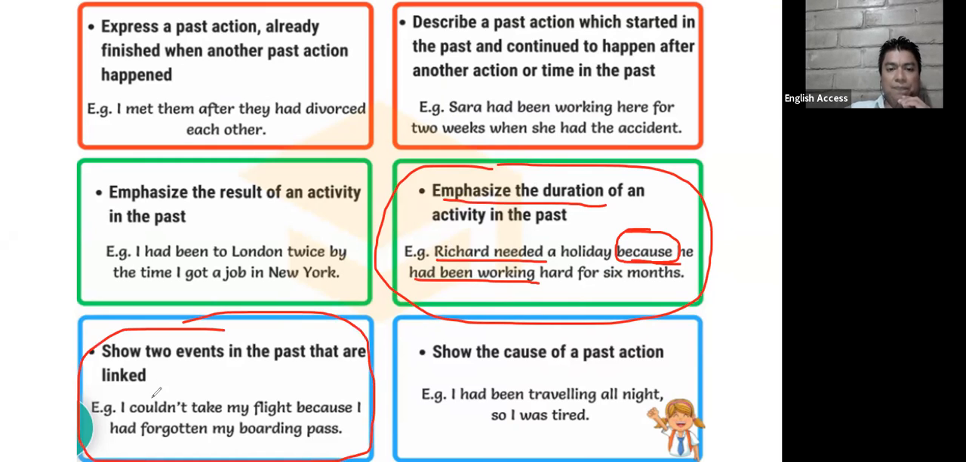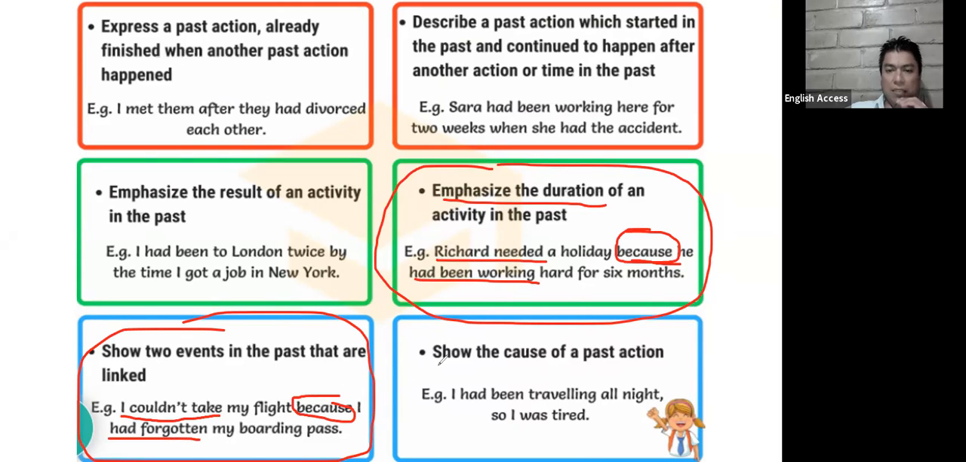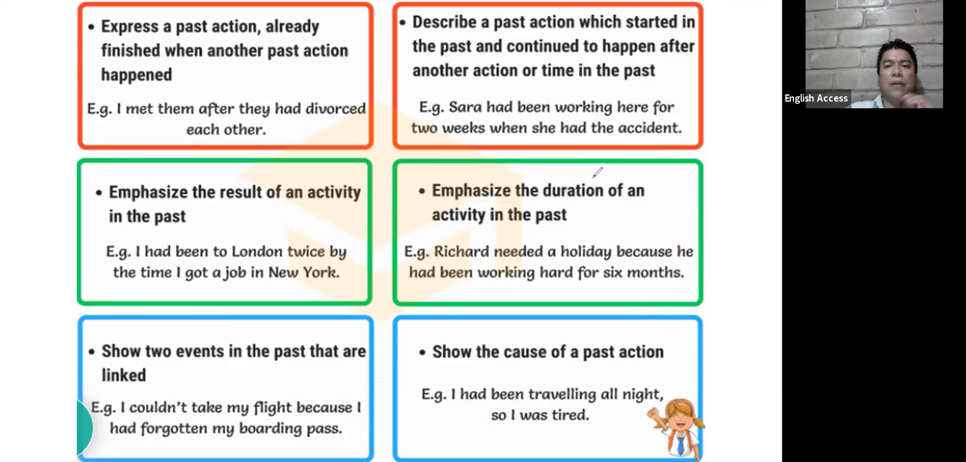Next, I couldn't take my flight because I had forgotten my boarding pass. Or I had been traveling all night, so this is explaining a reason. Everything is a reason, right? Or a consequence. Actually, this is more like a consequence. All right. Are there any questions about this?